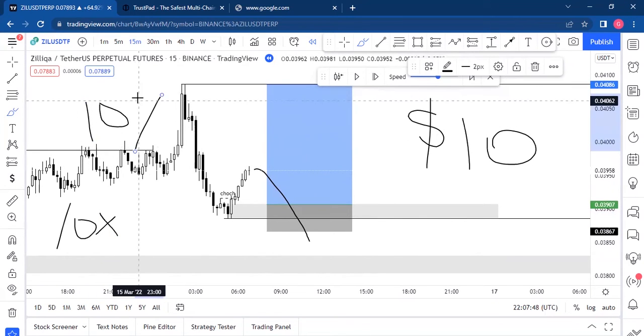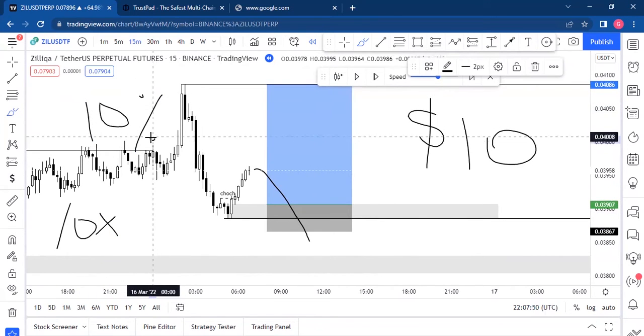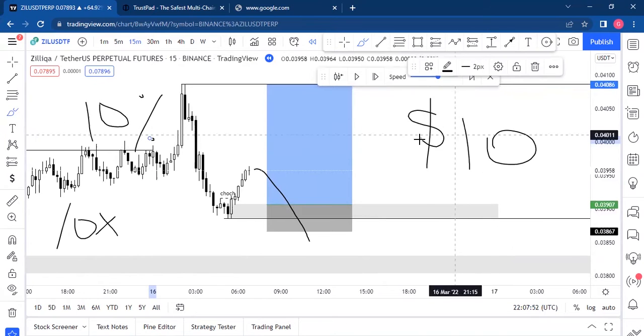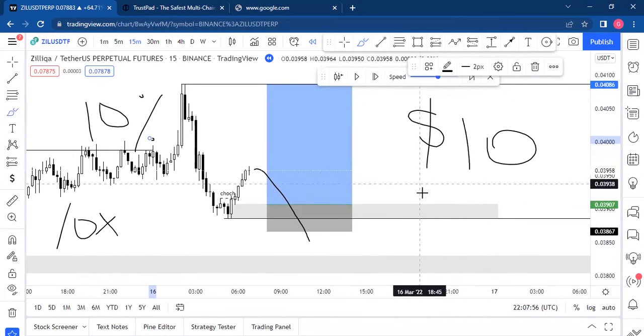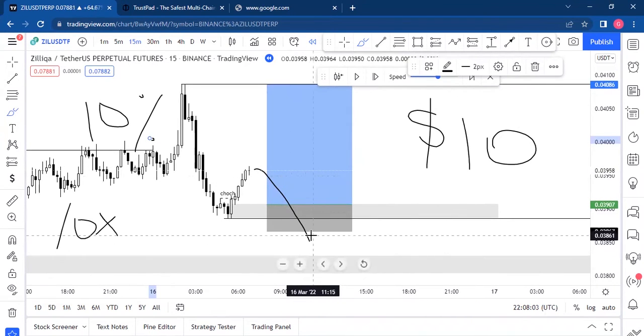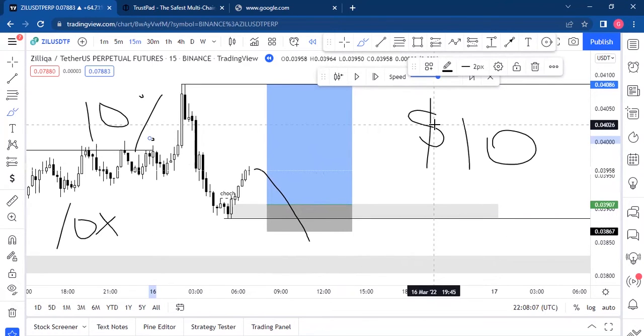So meaning that if I'm using a $1,000 portfolio and 10% per trade, I'll be risking $100 on this trade. My position size will be $100, and if the market reverses against me, I'll be losing $10, which is 10% of $100.